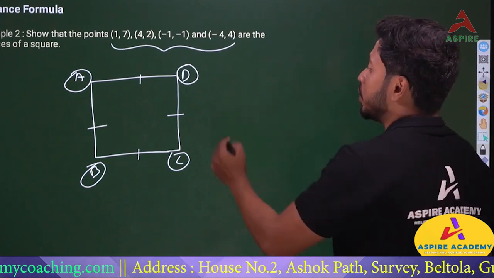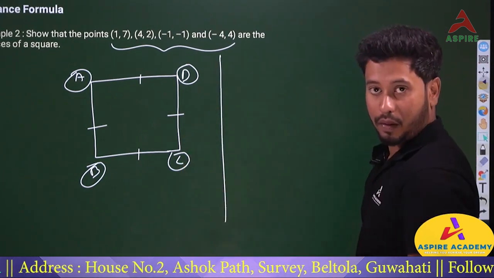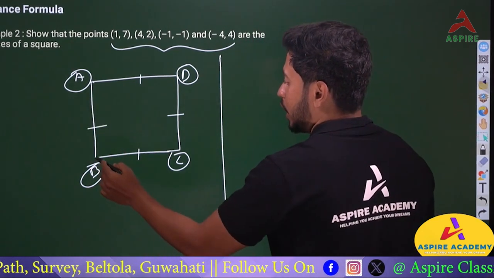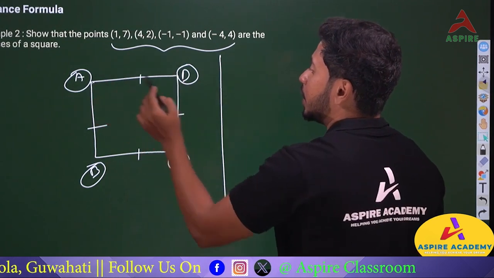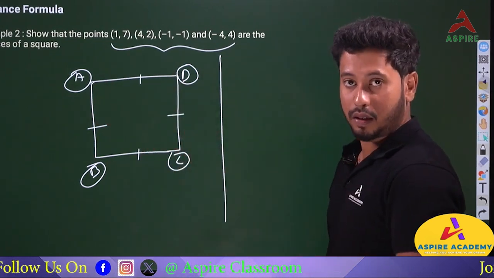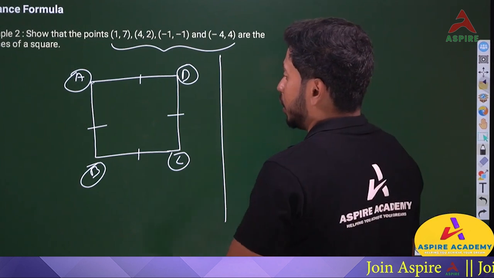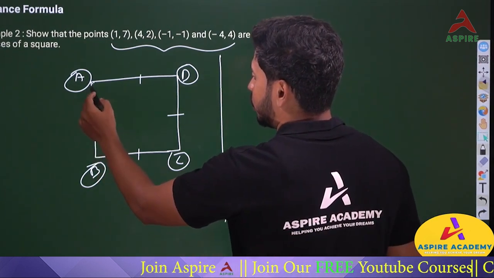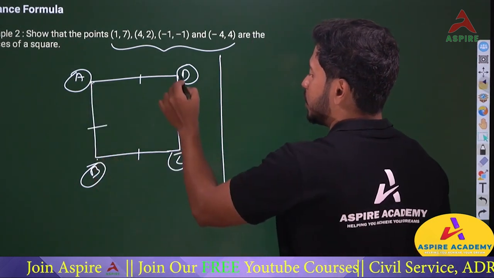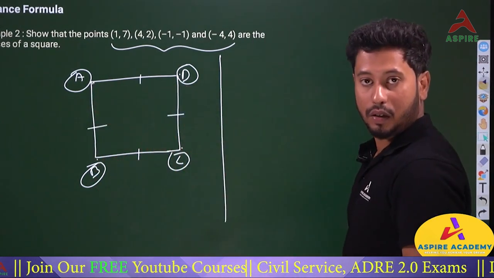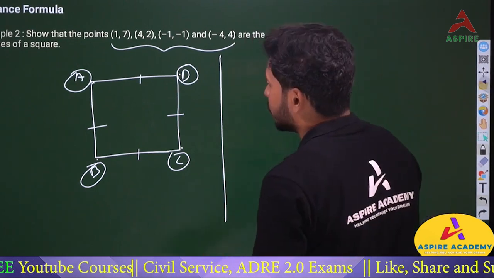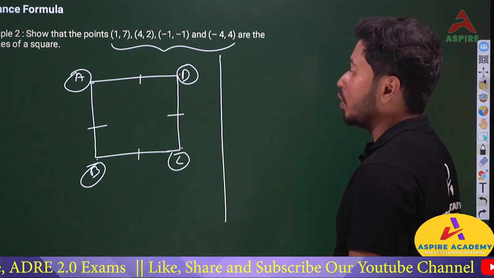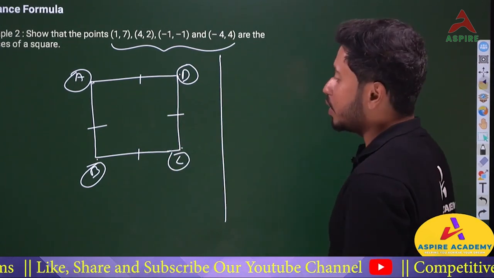Okay, so for this what we have to do, if it is a square, then the length of AB, length of BC, length of CD and length of DA should be equal, right? Now what we have to do first, we have to measure the length of AB, BC, CD and DA. Again, one more quadrilateral is there whose all the sides are equal. What is that quadrilateral? That is rhombus.